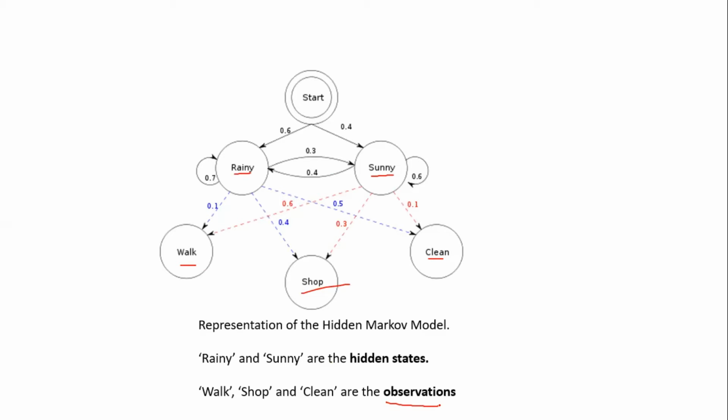This is just similar to your hidden Markov model, where the states rainy and sunny are treated as hidden states.